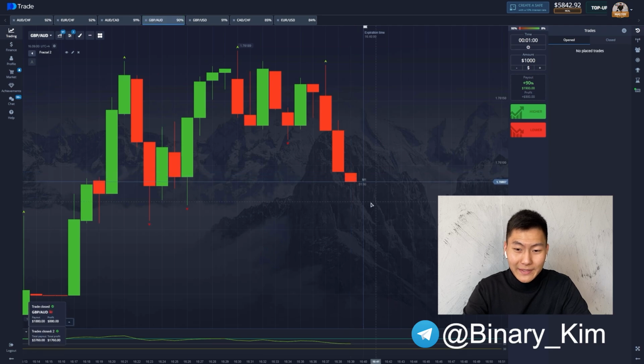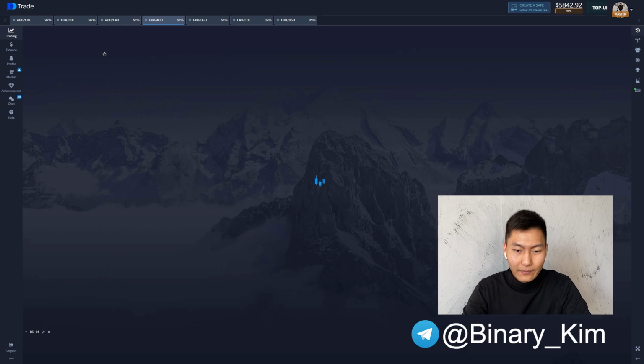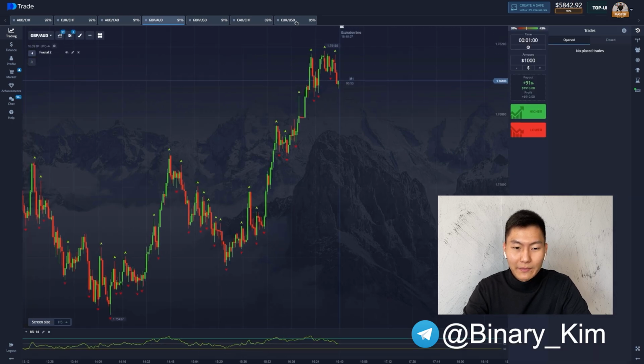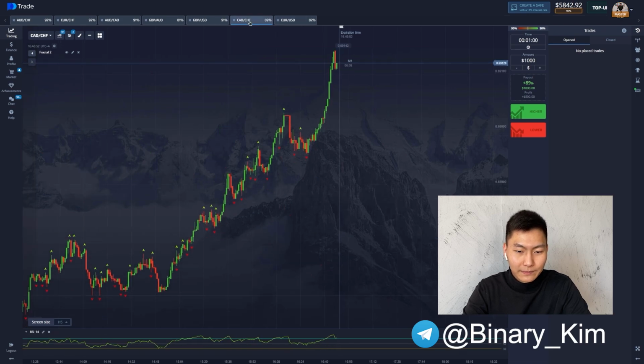And we can already see a beautiful breakdown. Let's watch the price movements. And we got almost $5,000 on the balance, and let's find another currency pair.